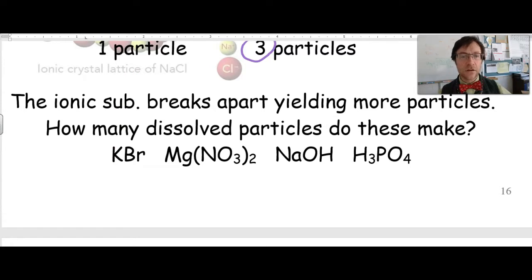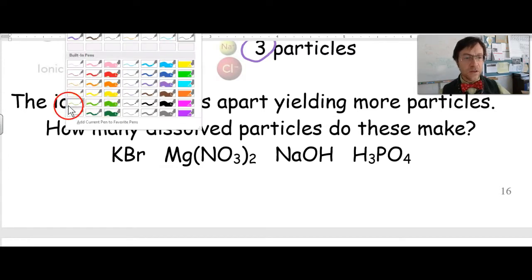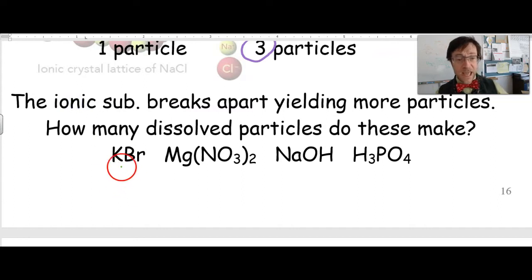Let me go to a good color. We just did purple. What color should I use? How about this green color? All right, KBr. If we look at this, we have 1 potassium, we have 1 bromine, so this will make 2 particles when we dissolve it in water. Nice. Now let's go to the other one.